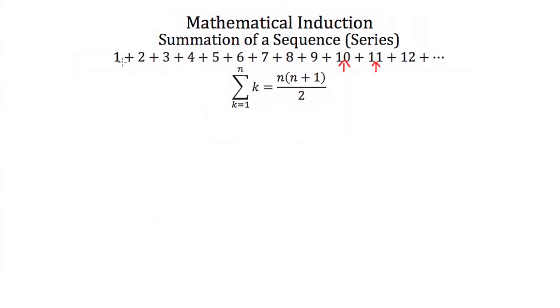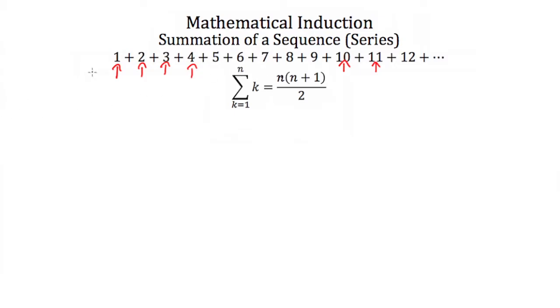Think of this as some dominoes stood up in a line. If you pushed over one domino and it knocks over the next one, then it must knock over the next one and the one after that, and the one after that. So let's see how this works. We want to prove that this statement, the sum of k when k ranges from 1 to n, is equal to n times n plus 1 over 2. So we want to say that this works for all values of k, or for any term in our series.